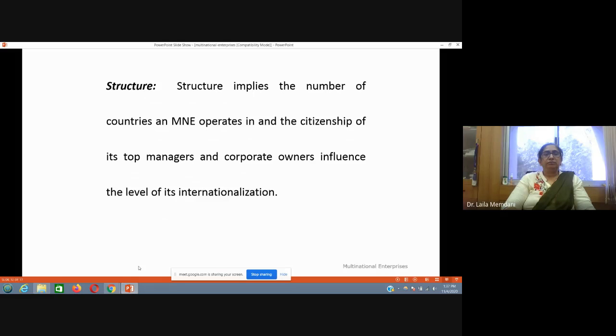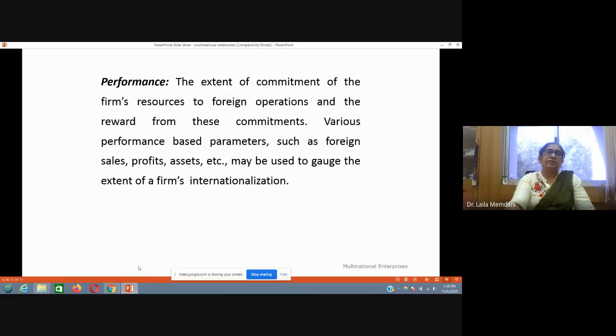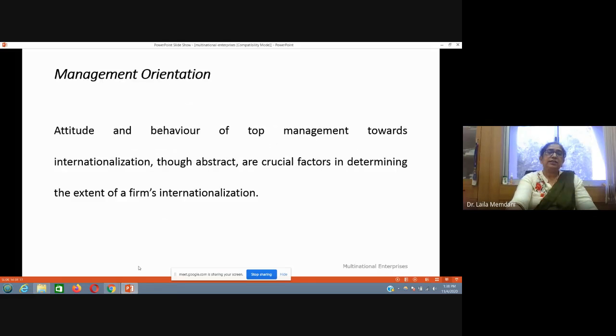Structure. Structure implies the number of countries an MNE operates in, and the citizenship of its top managers and corporate owners' influence on the level of its internationalization. Performance: the extent of commitment of the firm's resources to foreign operations, and the reward from these commitments. Various performance-based parameters such as foreign sales, profits, assets, etc., are used to gauge the extent of the firm's internationalization.